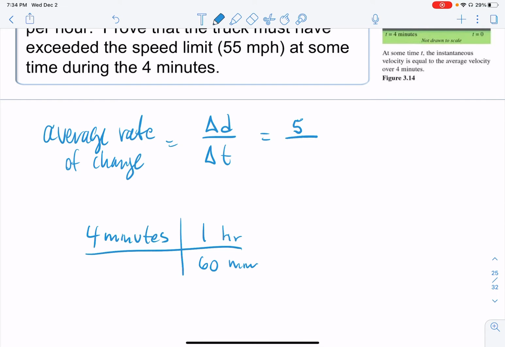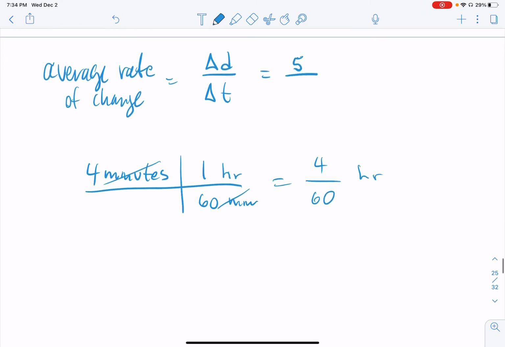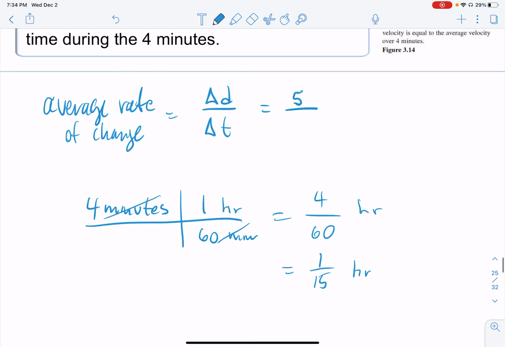There we go. Now we can see our minutes cancel and we get a good old 4 out of 60, and this is in hours, but maybe we can reduce that. I think 4 goes into 60 how many times? There's the 15. It's almost like I knew what to expect and I wrote that number down. Anyway, so that's what goes on the bottom. So this is miles up here, and on the bottom, we have 1/15th of an hour. So we've got miles per hour.